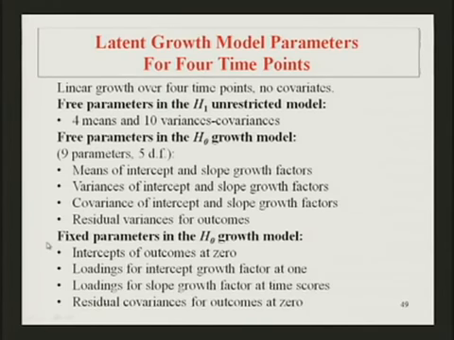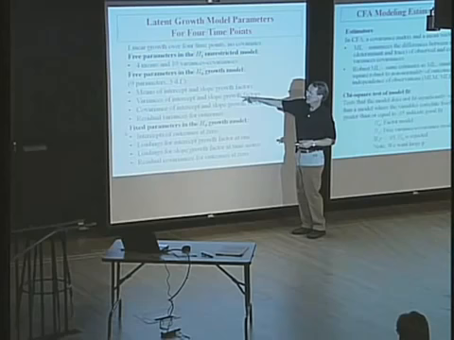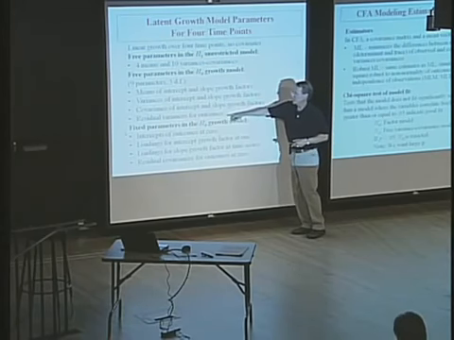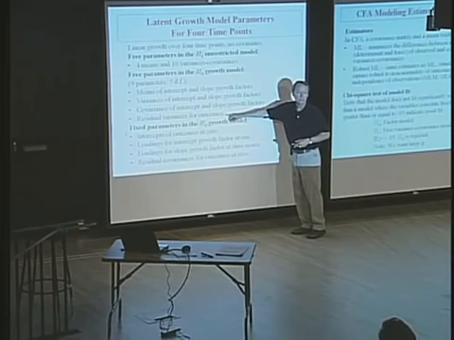Can you explain where the 9 comes from? Oh, where the 9 comes from? Okay, there are 2 means here, 2 variances, that's 4, 1 covariance, that's 5, and the residual variance for each of the 4 time points.